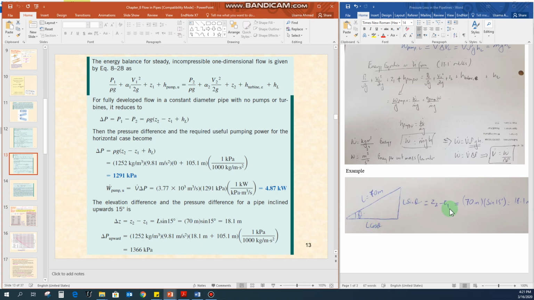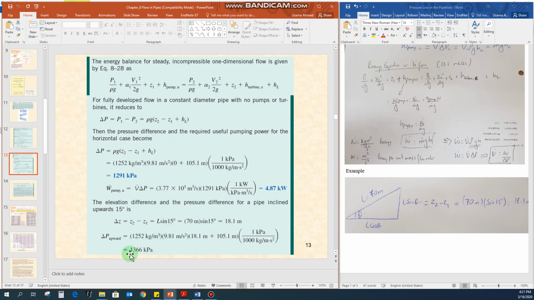Now L sine theta: you will use the equation with 70 as the length that is given, sine of 15 degrees, and the value for z2 minus z1, or this height, comes out to be 18.1 meter. Now you will use this delta P equation again, in which z2 minus z1 comes out to be 18.1 meter, and the head loss we calculated earlier is 105.1. The rest of the things you know, the density and the gravitational acceleration.